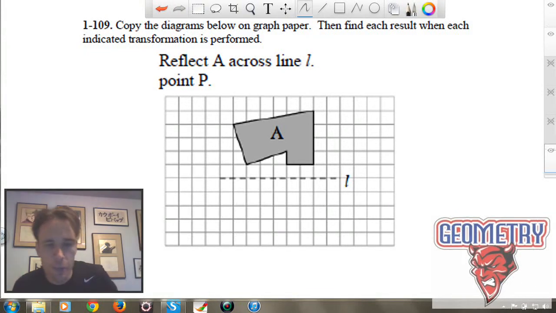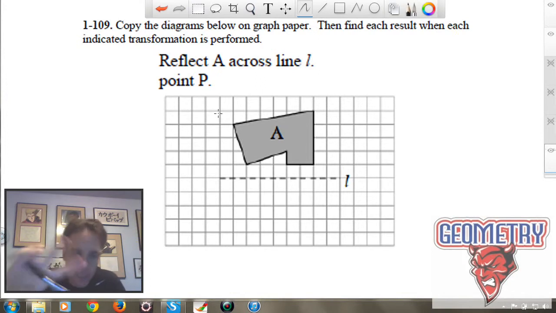Okay, we're still in chapter 1 in geometry. This is problem number 109. We started to get into the idea of reflections and rotations and transformations in general of objects in our geometric plane. So we can translate something, which is when you slide it left, right, up, down. We can rotate, which is when you spin it around a given point, a certain magnitude. And we can reflect it, which is when you flip it over a particular line or side of the object.